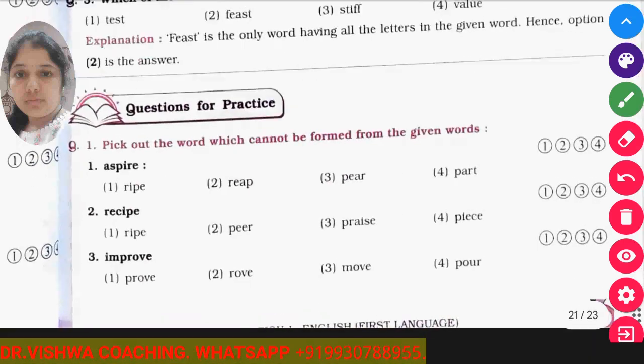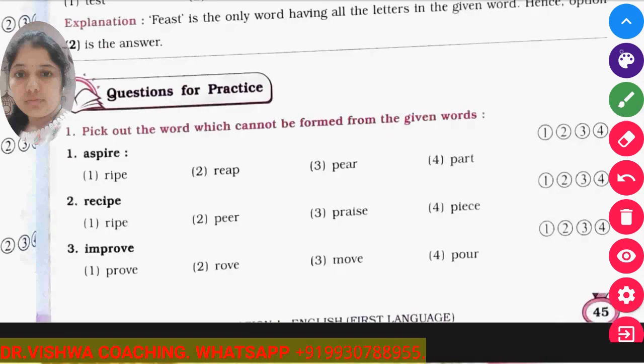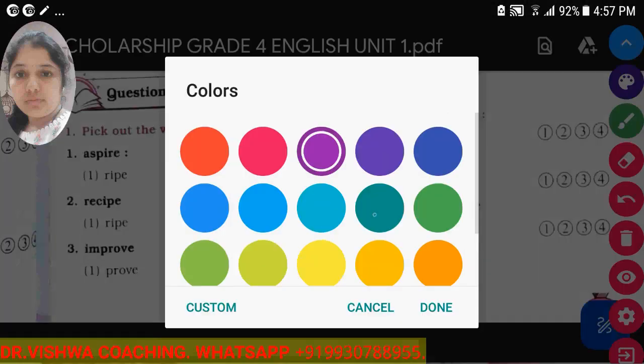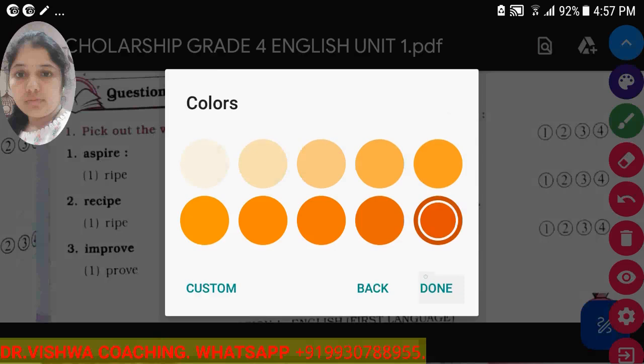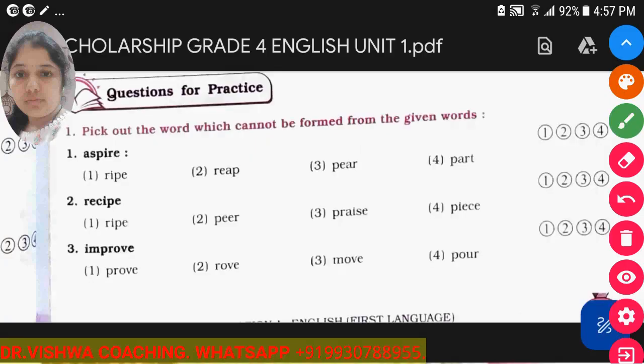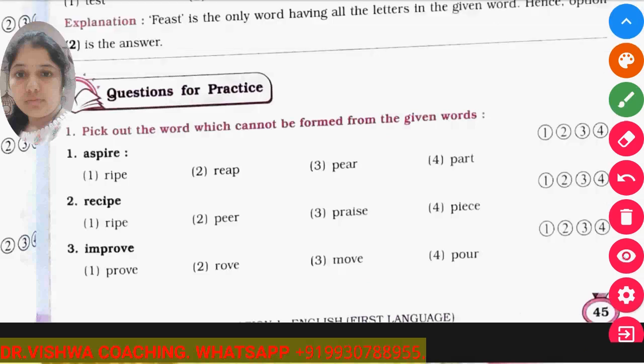Now see, very first problem in the practice exercise is we have to pick up the word which cannot be formed from the given long word. Now see, aspire is the given long word. Now the options are ripe, reap, pear and part.